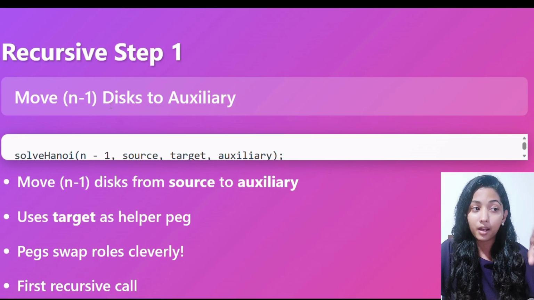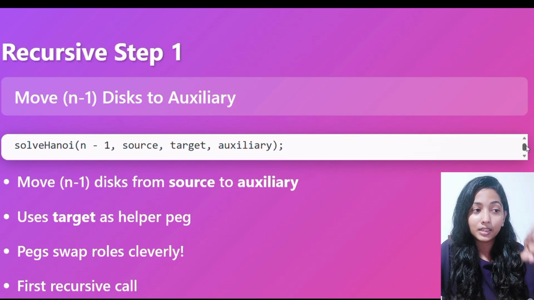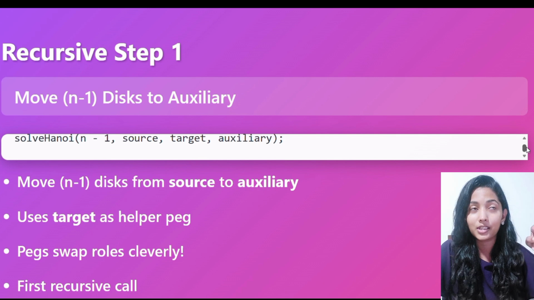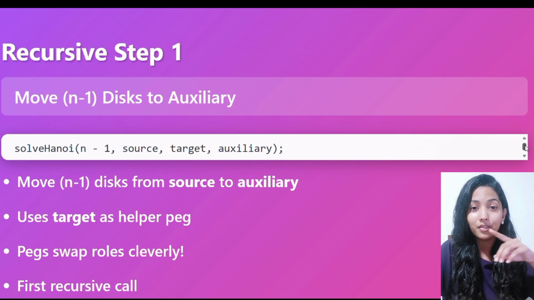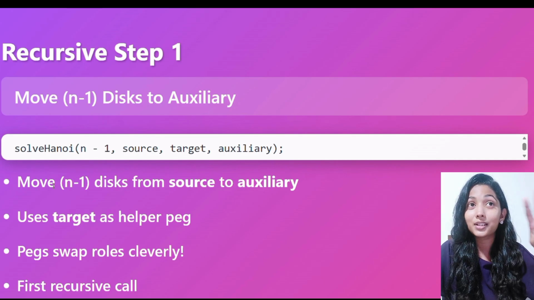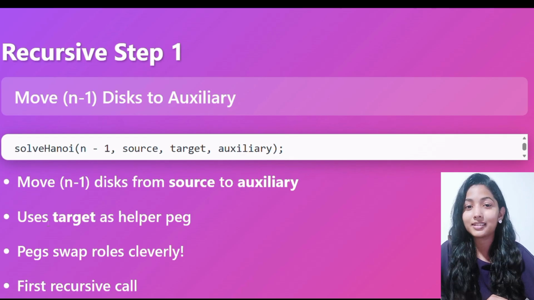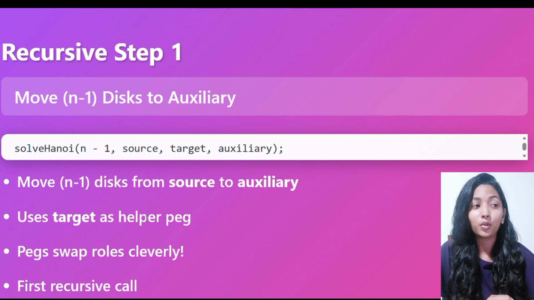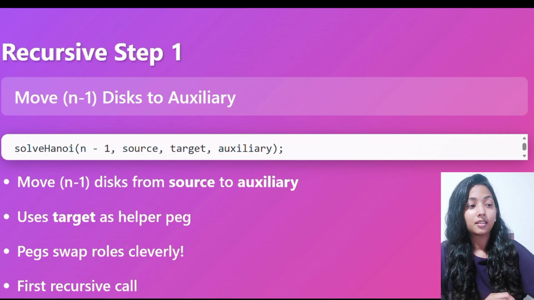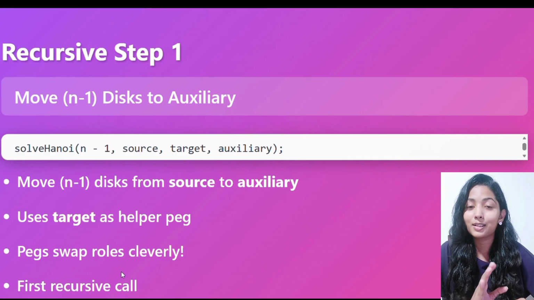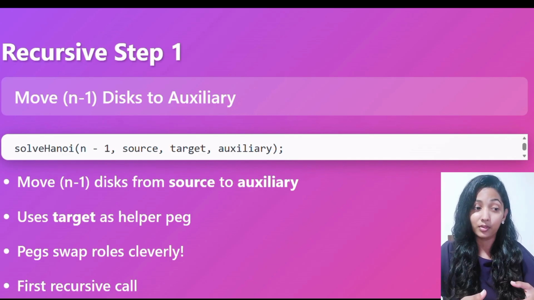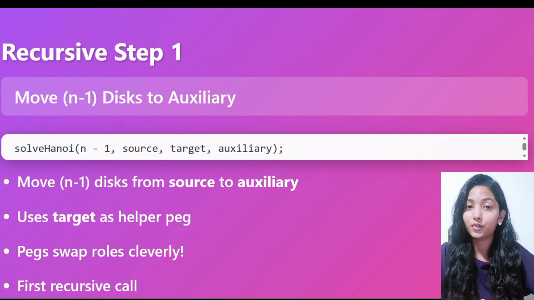So here is recursive step 1. Move number of disks minus 1 disks to the auxiliary. So we use 3 disks. Number of disks minus 1 means 3 disks minus 1. As you can remember, we moved 2 disks in the first 3 steps. We only moved 2 disks. That's what this says. Those disks are moved to the auxiliary peg. So here, the target peg is used as a helper peg. This shows pegs swap their roles. This is the first recursive call.